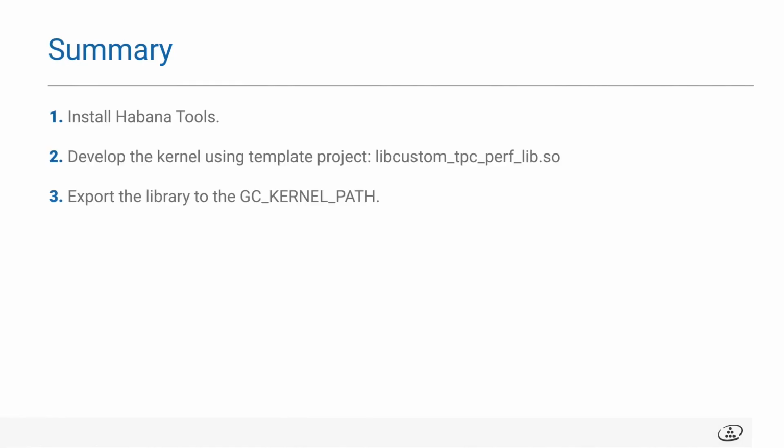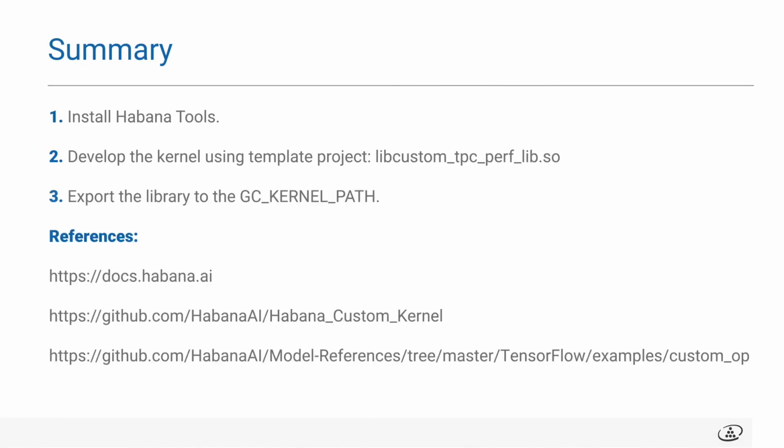Finally, let's summarize what we learned today to create the custom kernel. First, install the Habana tools using the package you downloaded. Second, develop the kernel using the template project. You will have this shared library created. Third, export the library you just created to the GC kernel path, which will be used by the graph compiler. The user can also create a TensorFlow custom app using the custom kernel you just created. Please visit the following website for detail.